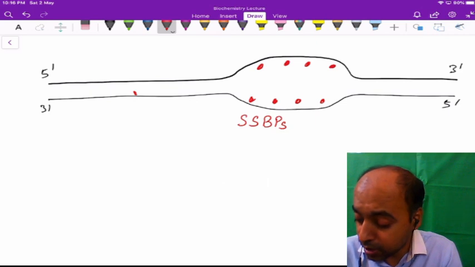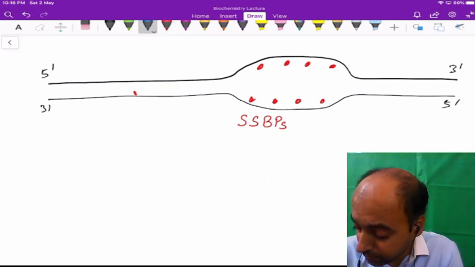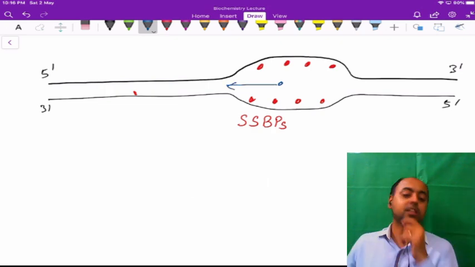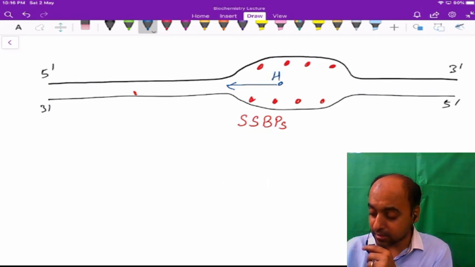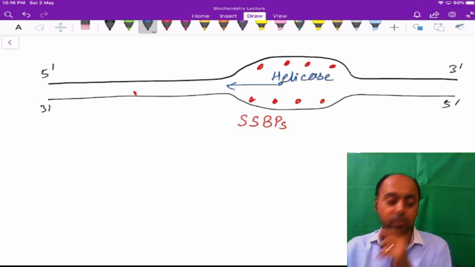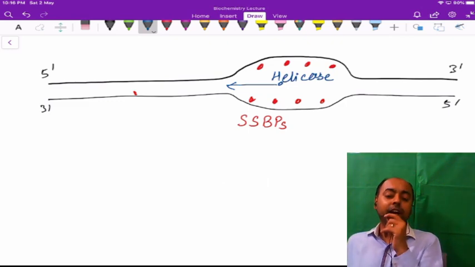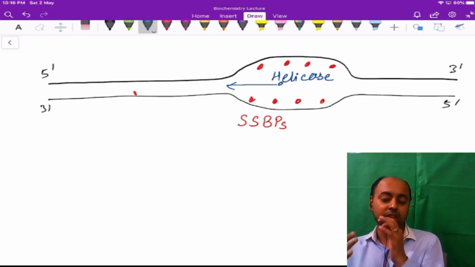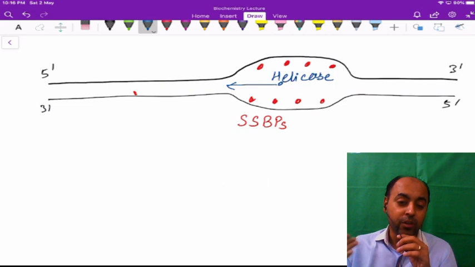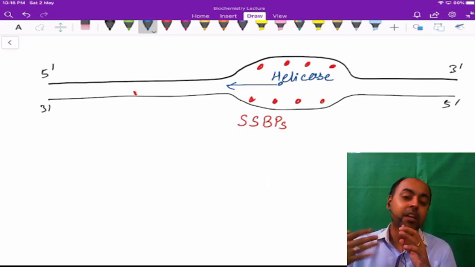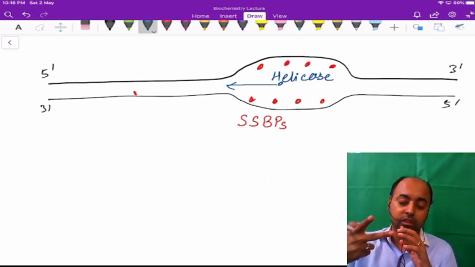So at this point, an enzyme which is able to carry out further separation of the DNA strands comes in, and that is helicase. Please note, helicase has the unwinding activity, meaning it breaks the hydrogen bonds irrespective of the number, whether it is 2 bonds or 3 bonds. It is able to break the hydrogen bonds between the nitrogen bases and separate the two strands of DNA further.